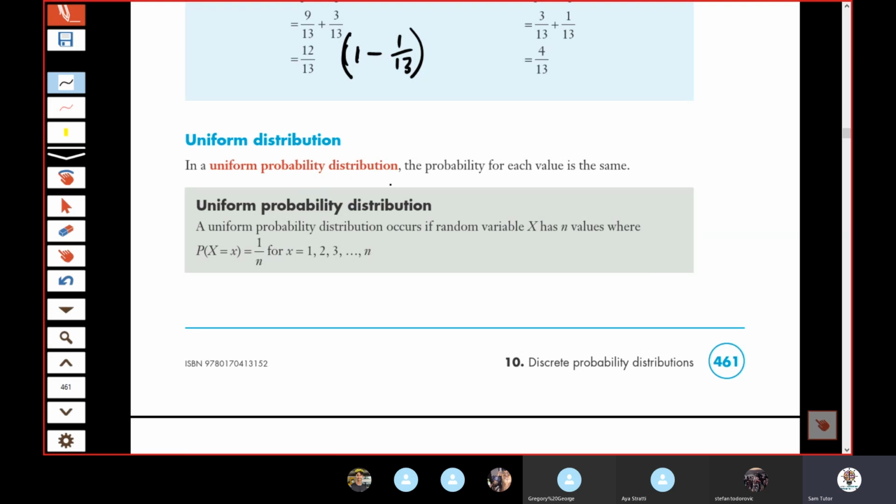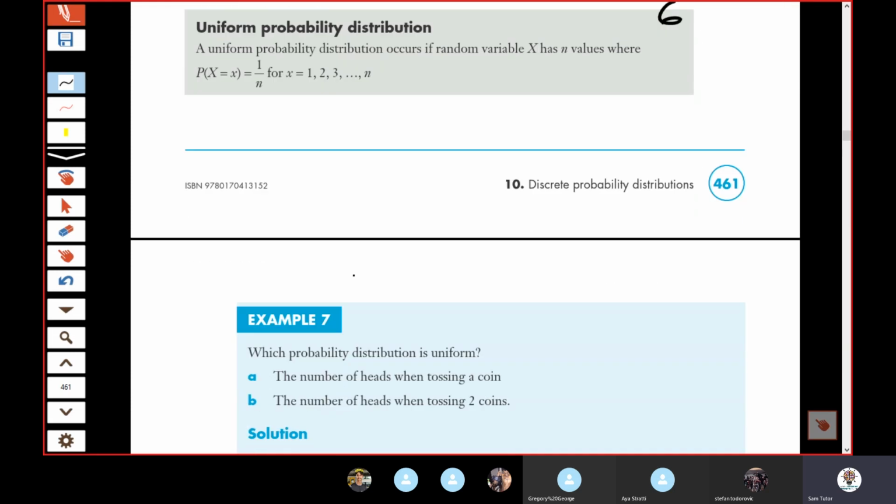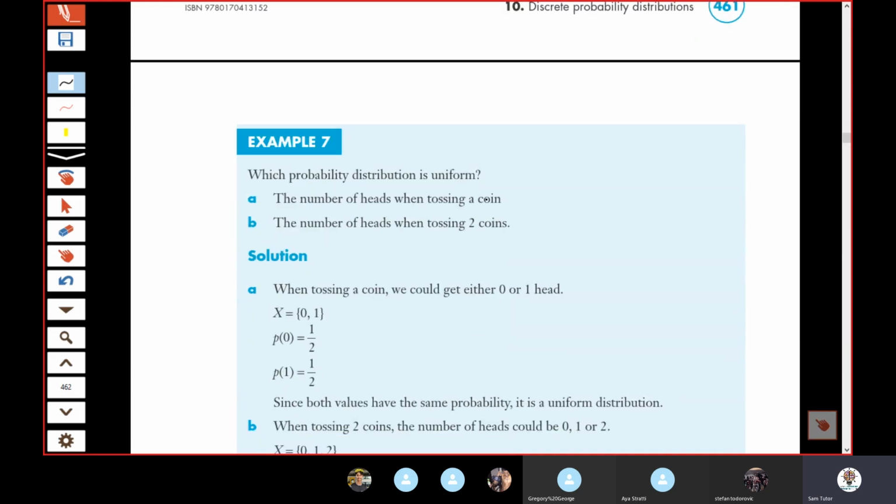In a uniform probability distribution, the probability for each value is the same. Can someone give me an example of when it will be uniform probability distribution? Rolling a die. Yeah, right? That's exactly what I was saying before. That's the rolling of a die. Each case is 1/6, 1/6. So that's uniform. It's constant. Flipping a coin.